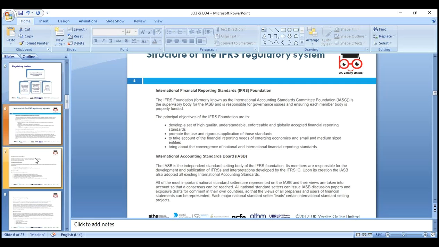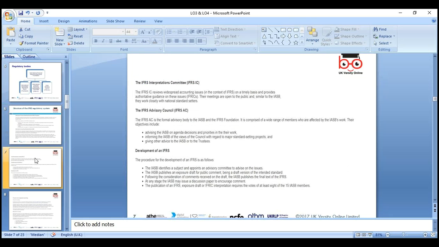The International Accounting Standards Board is an independent standard-setting body. The IFRS Foundation members are responsible for developing IFRS; interpretations are developed by the IFRS committees, and then the International Accounting Standard is adopted. So these are the roles and responsibilities of each: the IFRS Foundation and the IASB, the International Accounting Standards Board.